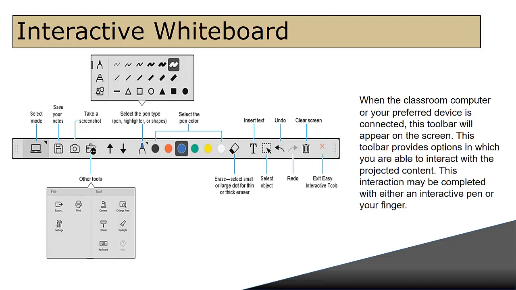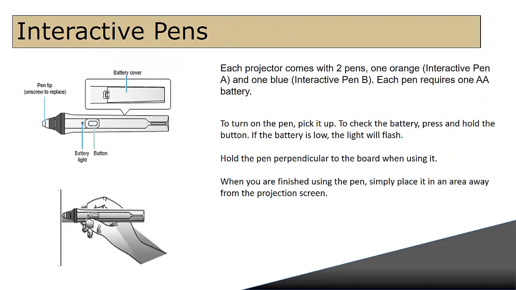If you choose not to use the interactive toolbar or whiteboard, simply go to the right-hand side of the toolbar and select the red X to exit the easy interactive tools.